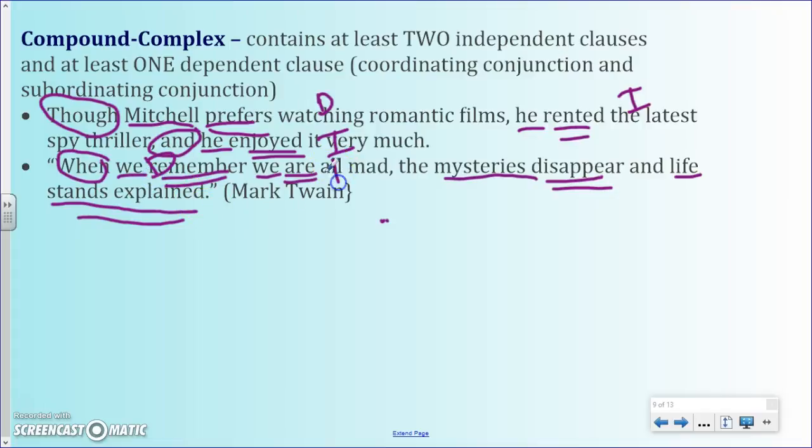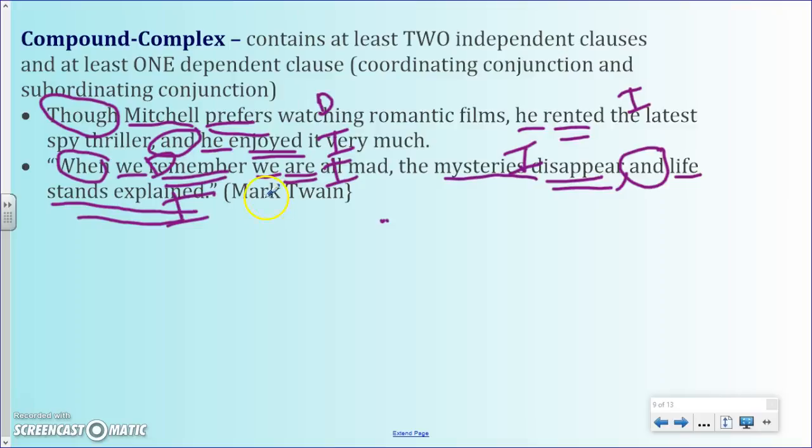We are all mad would be independent. It can stand on its own. The mysteries disappear can stand on its own. And that's our FANBOYS. It doesn't necessarily have a comma. It can, but it's grammatically correct if it doesn't as well. Life stands explained. That's our other independent. So this one has 1 dependent and 3 independent. And this is why I said this is where our sentences get long.